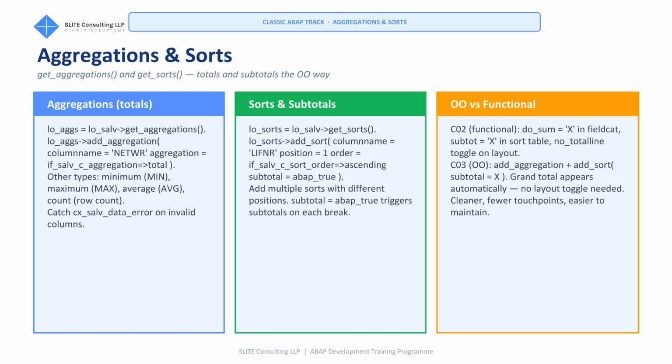Notice that in the OO API there is no equivalent of the functional API's no_total in layout flag. When you add an aggregation, the grand total row appears automatically at the bottom.